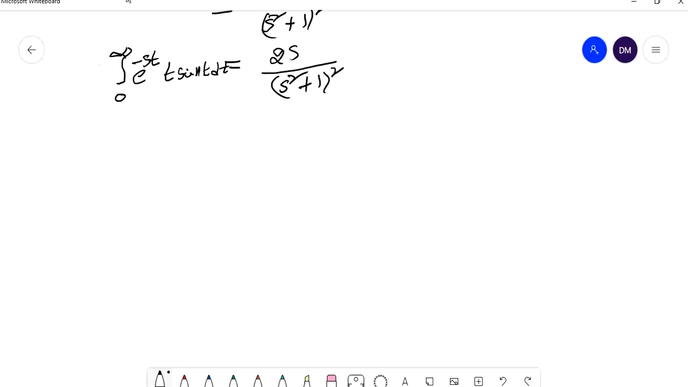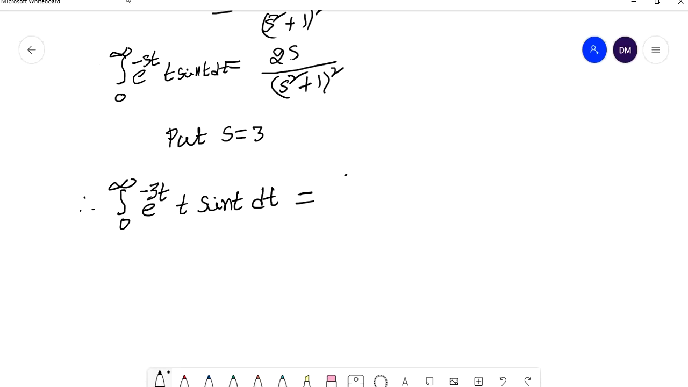This is the value of integral 0 to infinity e power minus st t sin t dt. But what do we want? We need the value of the integral 0 to infinity e power minus 3t t sin t dt. Means we can put s is equal to 3. Then in the place of s you can write 3, so integral 0 to infinity e power minus 3t t sin t dt is equal to 2 into 3 by 3 square plus 1 whole square.